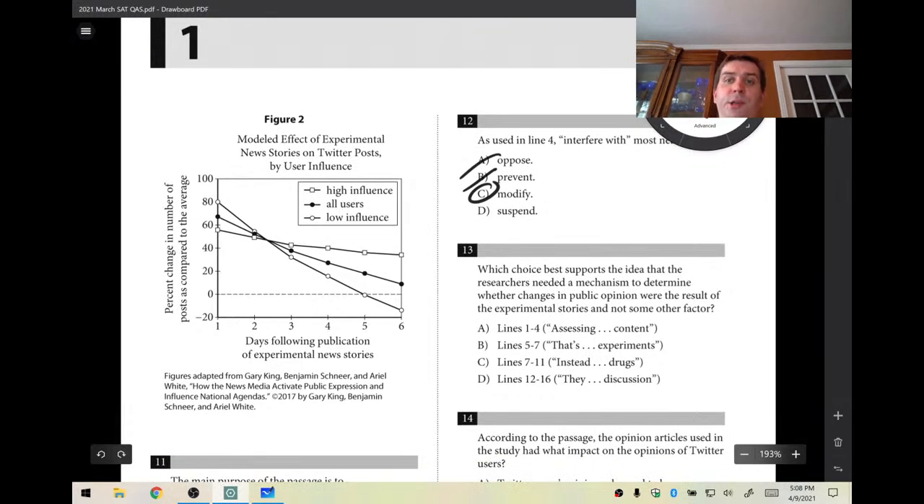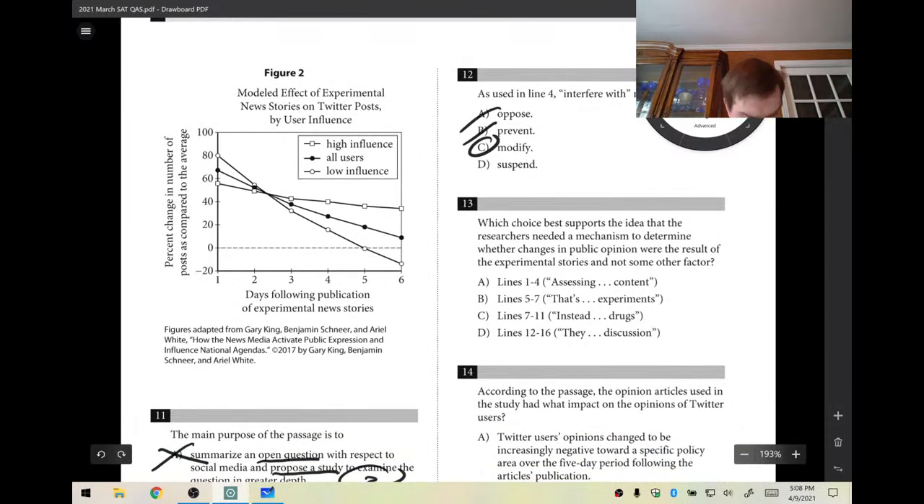Which choice best supports the idea that the researchers needed a mechanism to determine whether changes in public opinion were the result of the experimental stories and not some other factor? So they do have a control. Let's find that part.